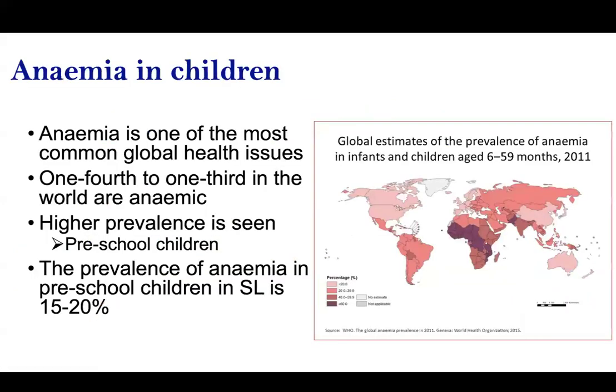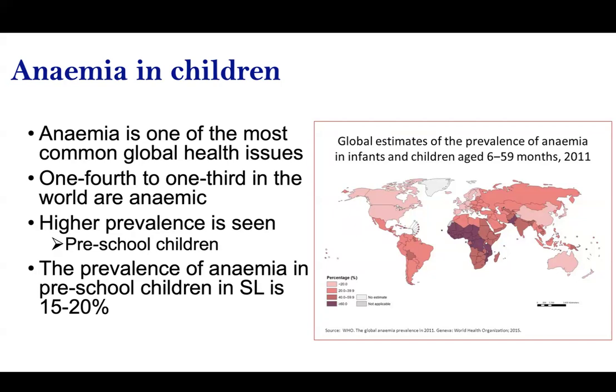Anemia in children is one of the most common global diseases, as you know. At any age, anemia is a very common disease. It's estimated that about one quarter to one third of the world population are anemic. But the major burden, as you can see in this map, is in sub-Saharan Africa. However, South Asia and Southeast Asia are not far behind. So we are in a high-risk zone for anemia, not only in children, but in any age group.